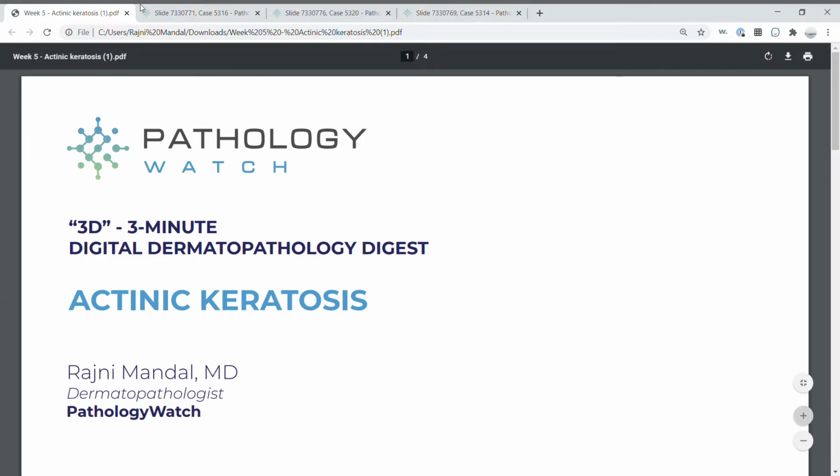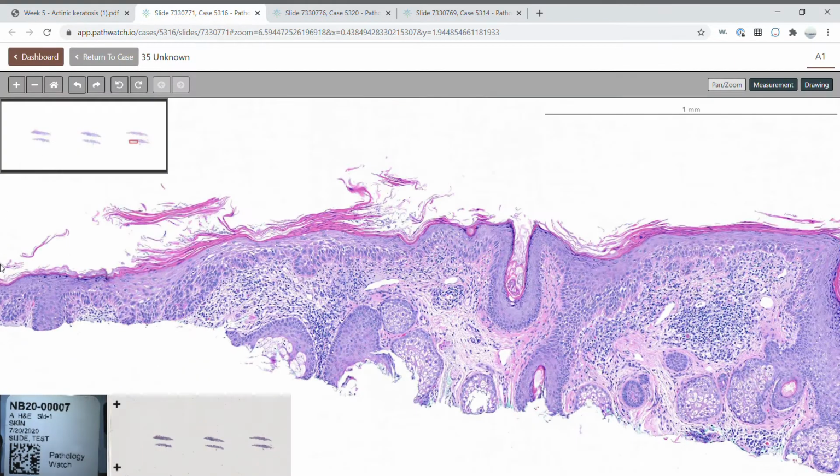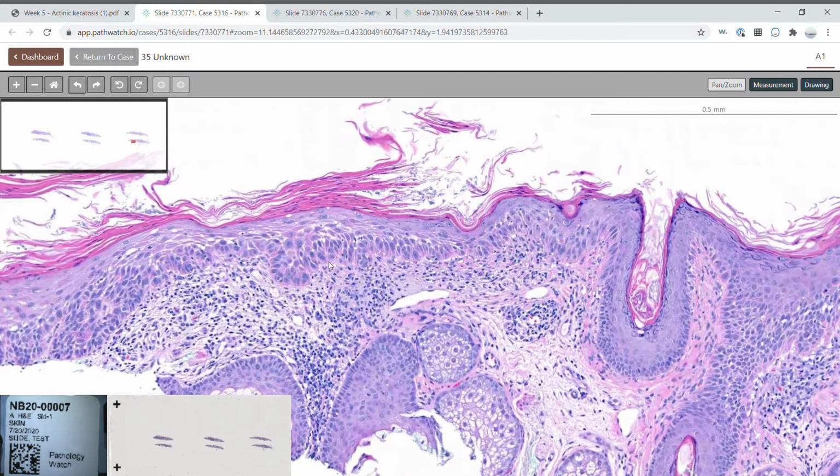Today's topic is actinic keratosis. Actinic keratosis is a precancerous squamous proliferation due to chronic solar damage and immunosuppression. The DNA damage leads to p53 mutations and increased risk of squamous cell carcinoma. Here's a very common form of actinic keratosis.